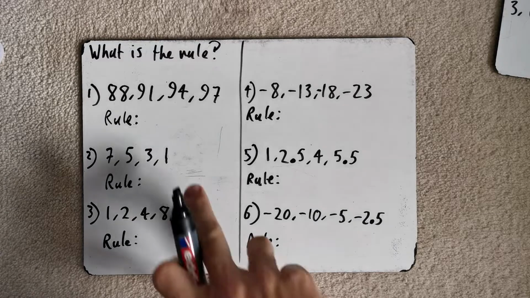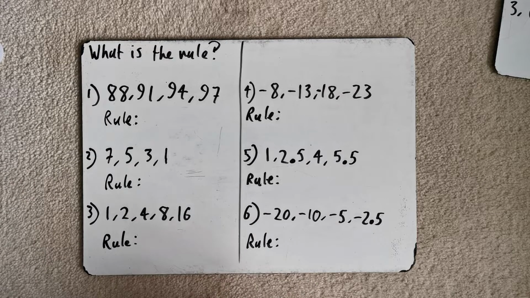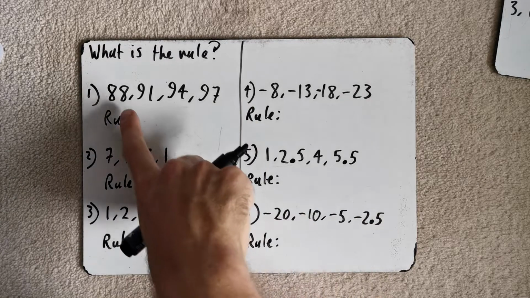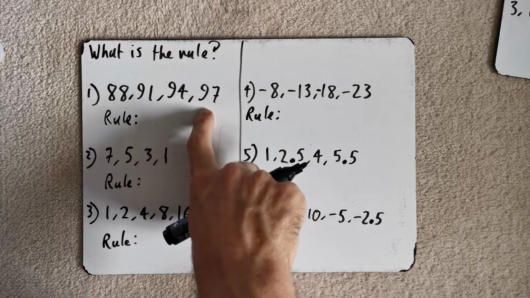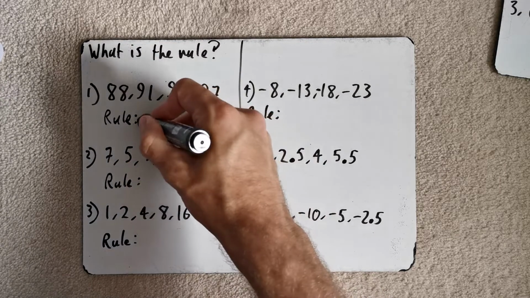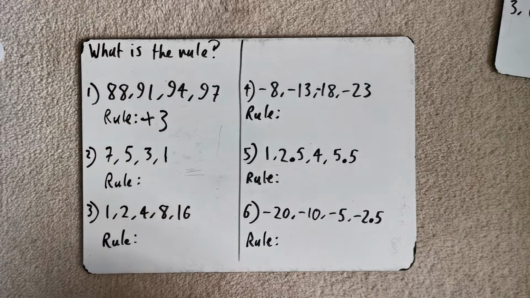So, we're just trying to find the rules for each of these. It just says what is the rule. 88, 91, 94, 97. Goes up by 3 each time. We're adding 3 each time. Easy as that.